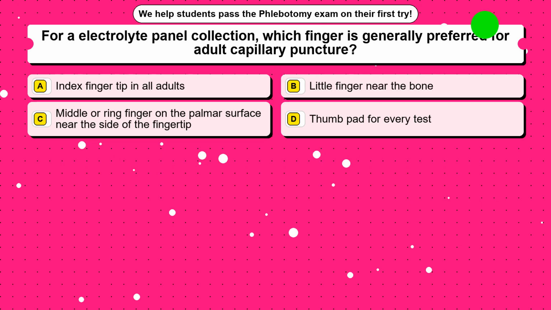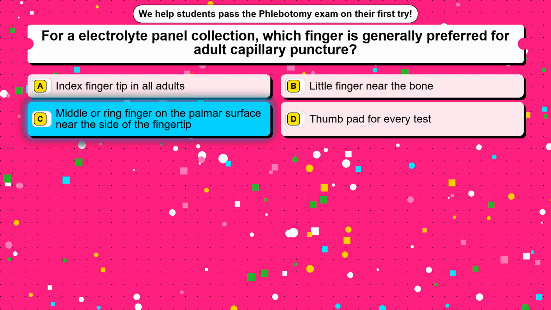Question 51. For an electrolyte panel collection, which finger is generally preferred for adult capillary puncture? Option A, index fingertip in all adults. Option B, little finger near the bone. Option C, middle or ring finger on the palmar surface near the side of the fingertip. Option D, thumb pad for every test.